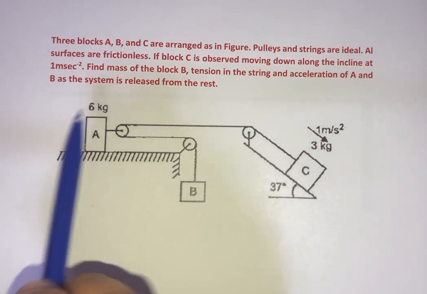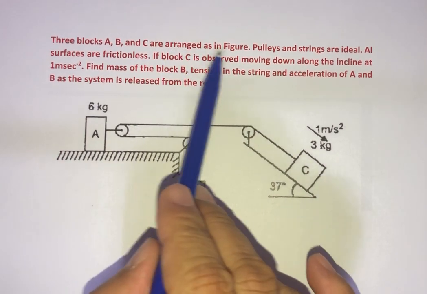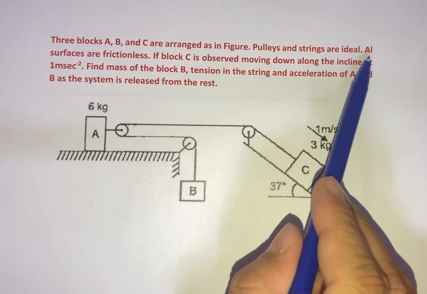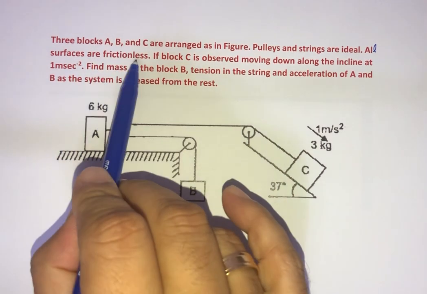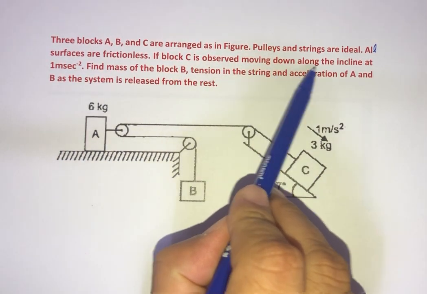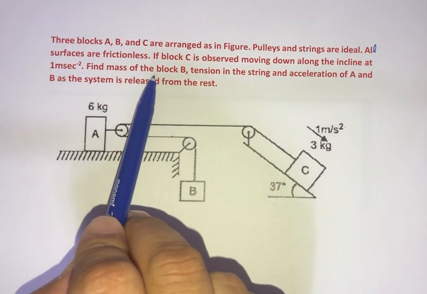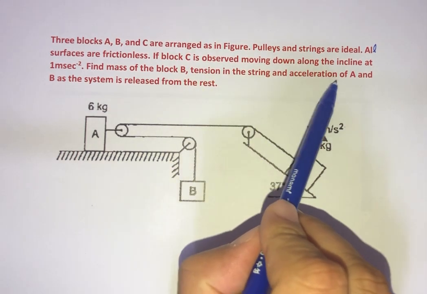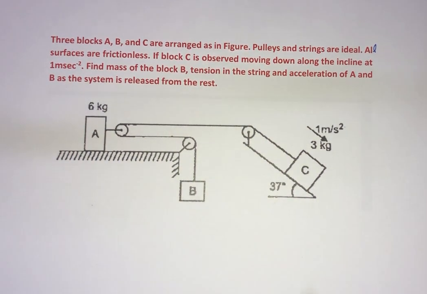Hello friends. So in today's question, three blocks A, B, C are arranged as in the figure. Pulleys and strings are ideal. All surfaces are frictionless. If block C is observed moving down along the incline at 1 meter per second squared, find the mass of block B, tension in the string, and acceleration of A and B as the system is released from rest. So this is the given figure.